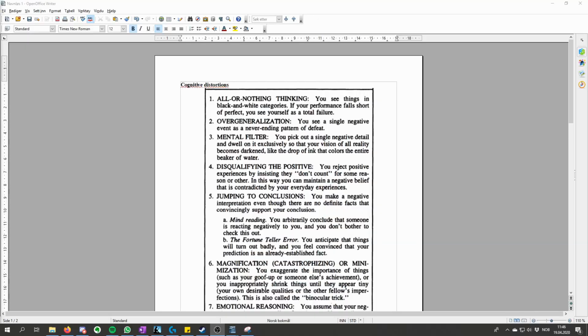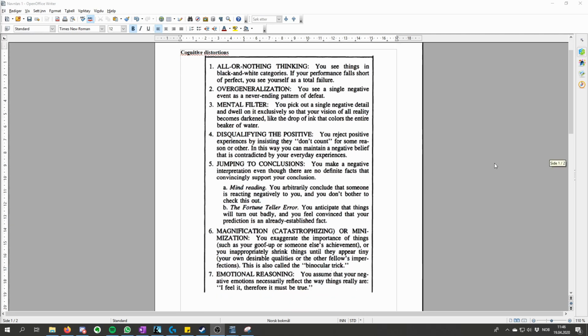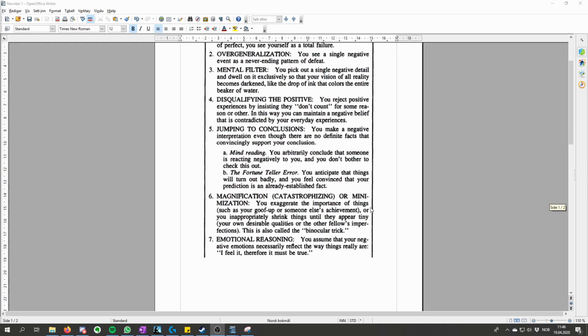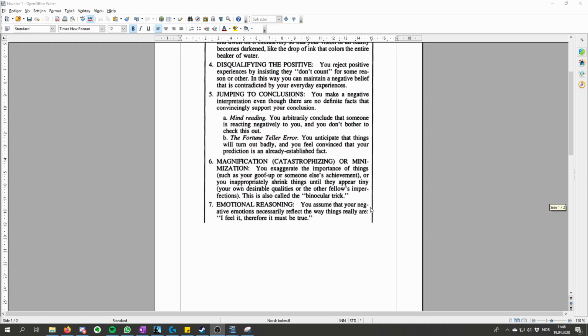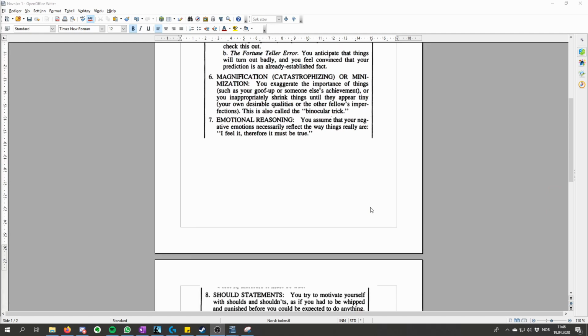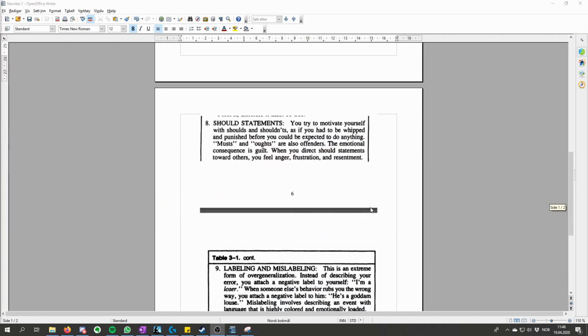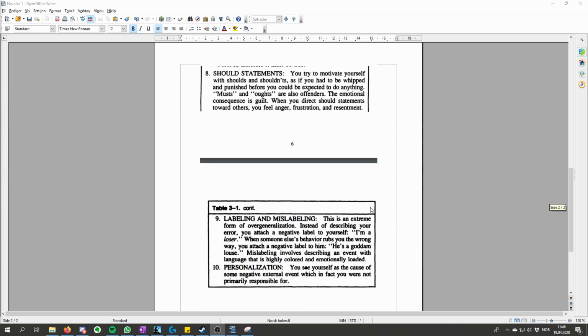Alright, so CBT is a set of tools that will help you change the way you think. The theory goes that depression is actually caused by faulty thinking. These faulty thought patterns can be summarized in the following cognitive distortions: all or nothing thinking, overgeneralization, mental filters, disqualifying the positive, jumping to conclusions, which has two subcategories, mind reading and the fortune teller error. Then we go over to magnification, catastrophizing or minimization, emotional reasoning, should statements, labeling and mislabeling, and personalization.